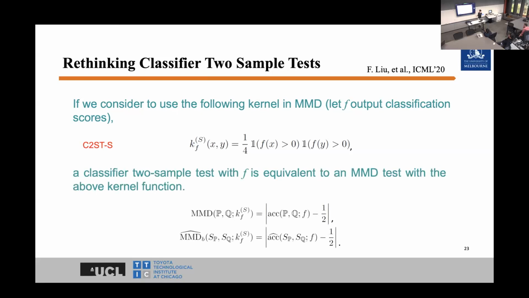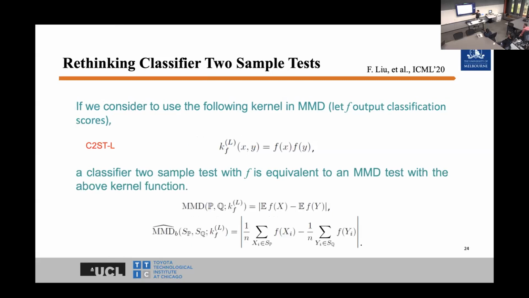And in the classifier two-sample test, sometimes we will directly use the output of the last layer instead of the accuracy. For that case, if we consider our kernel as a linear kernel, with just the product of f(x) and f(y), the C2ST-L, another version of the classifier two-sample test, can be recovered by the MMD test as well.